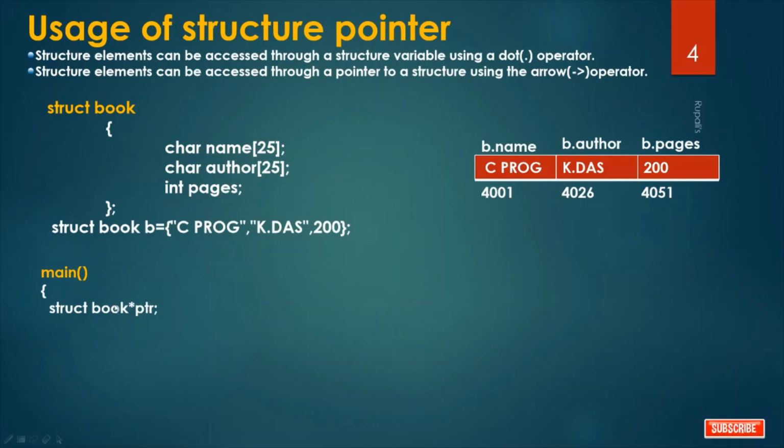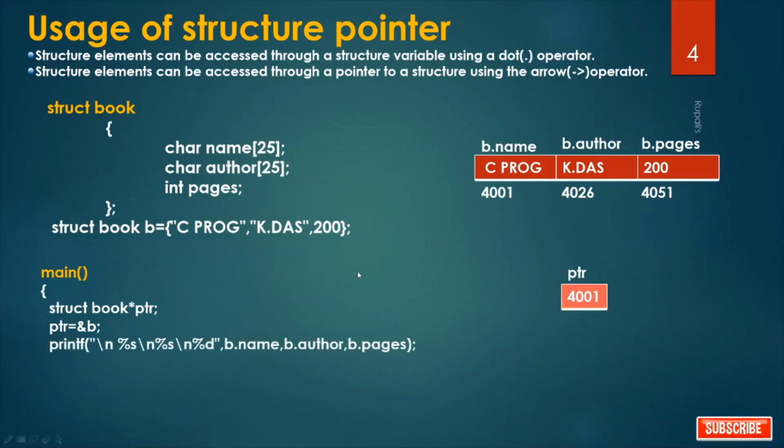Type book, and because book is not a system defined data type, it is a user defined data type, that's why you have to write struct. So ptr is a pointer of type struct book. Now I give the base address of this object to ptr. So ptr holds which address? This one, 4001, the base address. The value of ptr is now 4001.